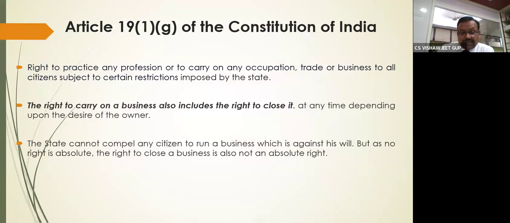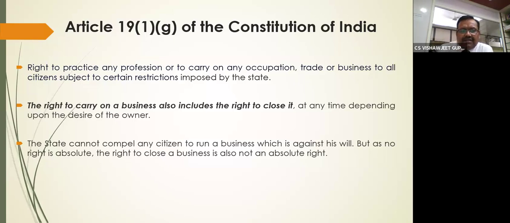So as per Article 19(1)(g) of the Constitution of India, the Constitution provides the right to practice any profession or to carry on any occupation, trade or business to all the citizens, subject to certain restrictions. So citizens of India have the right to practice any profession or to carry on any occupation, trade or business, but subject to certain restrictions. And this right provides them the freedom to carry on the business.